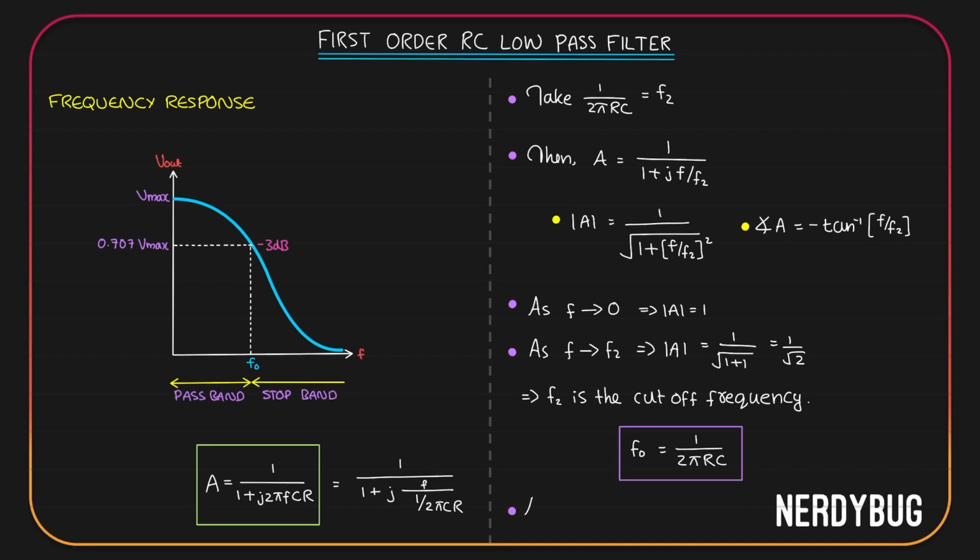Also, if we take f is equal to f0, we can write f is equal to 1 by 2 pi RC. Let us take f to the other side of the equation and R to this side of the equation. 2 pi f is omega. Let us replace it by that. Now, on the right hand side, we have 1 by omega C. It is the capacitive reactance. Let's replace it by Xc. So we get at cutoff frequency, capacitive reactance is equal to the resistance of the circuit.